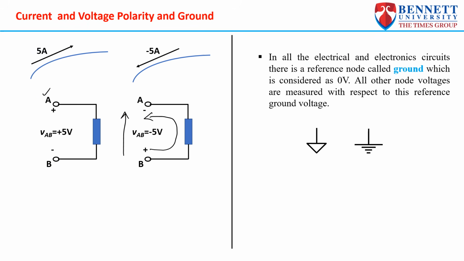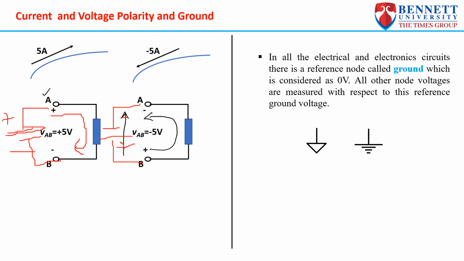Now I have given you an example where I connect a battery source of around 5 volt here. Current will flow from positive to negative in this direction. If I reverse the polarity of the battery, so negative comes here and positive is here, then current would flow in the opposite direction. We will say that your VAB is minus 5 volt here and it is plus 5 volt here.